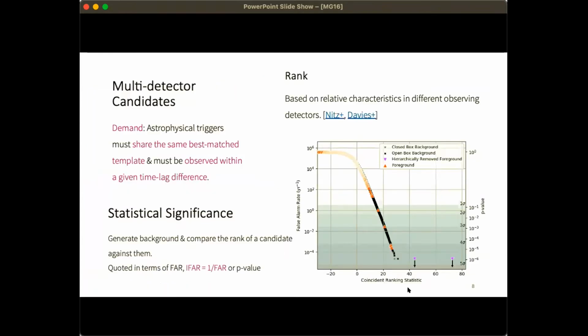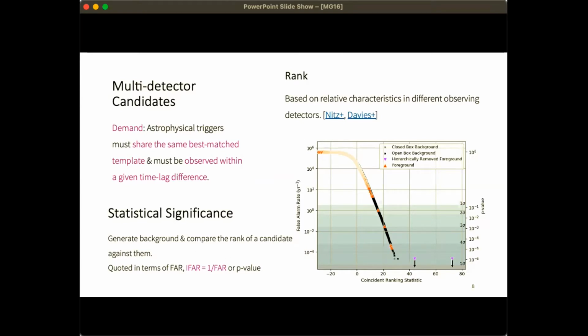At the multi-detector level, we take clues from general relativity. A trigger, if astrophysical, must be seen across the detector network with a time delay which is consistent with the light travel time between the detectors. And it also must be described by the same waveform model. A trigger satisfying such criteria is called a foreground trigger, or candidate, or an event, and PyCBC ranks them based on their relative characteristics in different gravitational wave detectors.